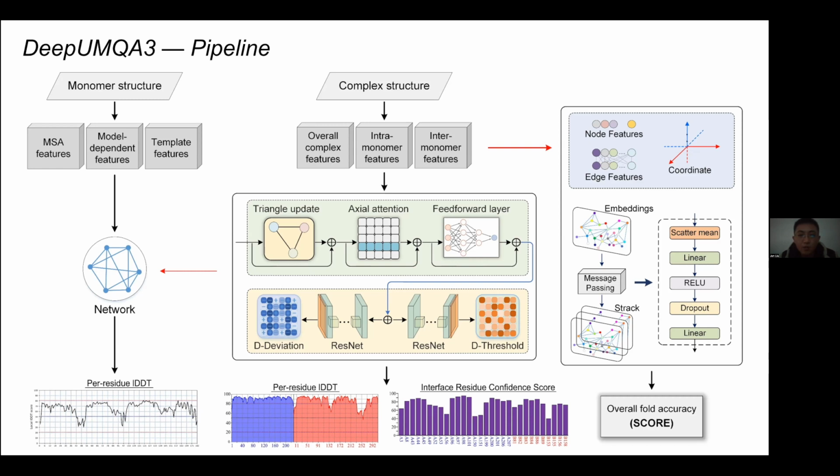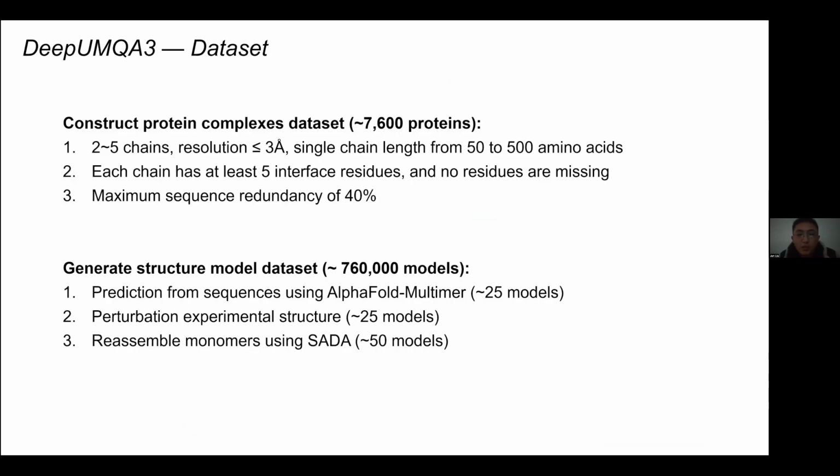The second is a graph neural network to predict overall global accuracy. For monomers self-estimation, we use the same network to predict LDDT for each residue. To train DeepUMQA3, we have constructed a complex structure model dataset from PDB database, which includes about 7,600 proteins. Each protein contains about 100 models.